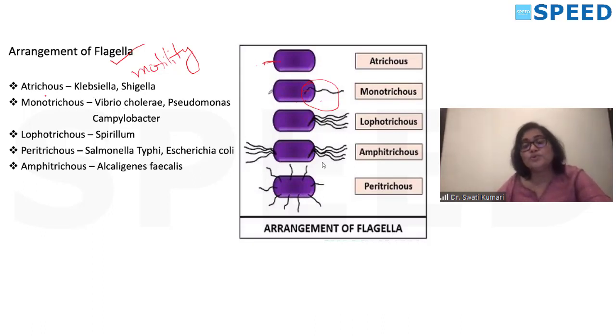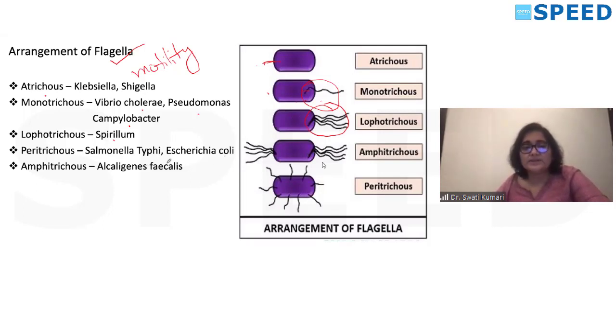Where do we see monotrichous flagella? We see it in Vibrio cholerae, Pseudomonas, and Campylobacter. So Vibrio cholerae, Pseudomonas and Campylobacter have monotrichous flagella. Lophotrichous, where a tuft of flagella is present at one end, we see in Spirillum.